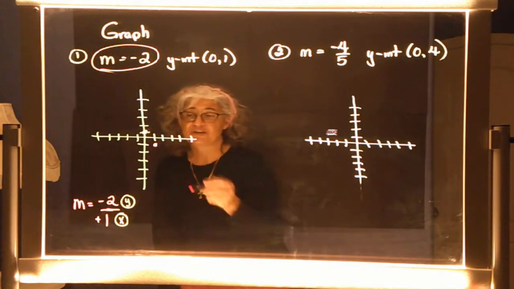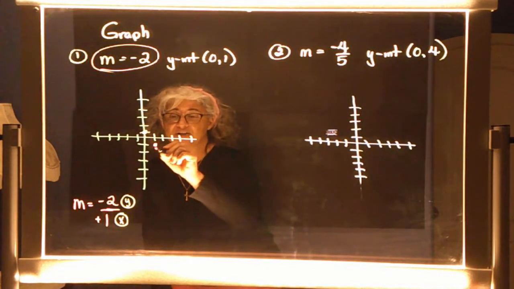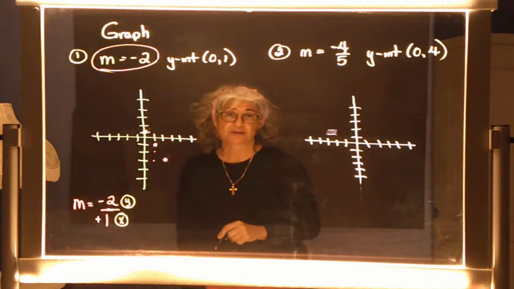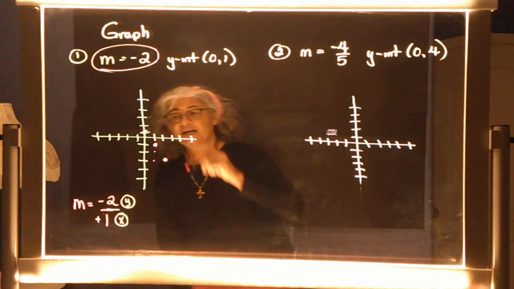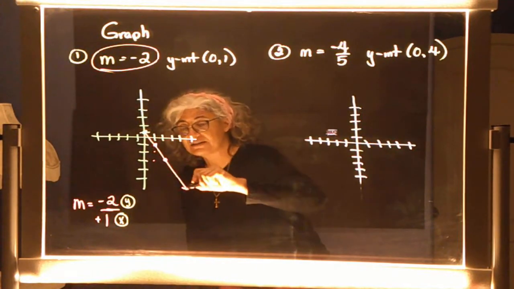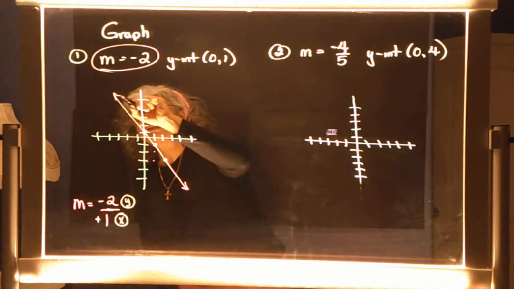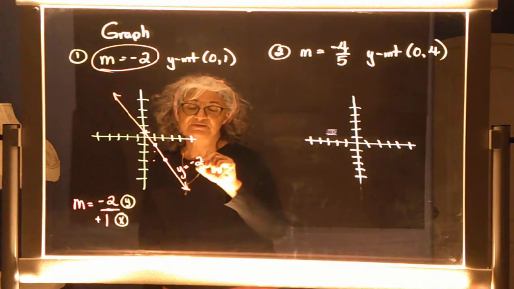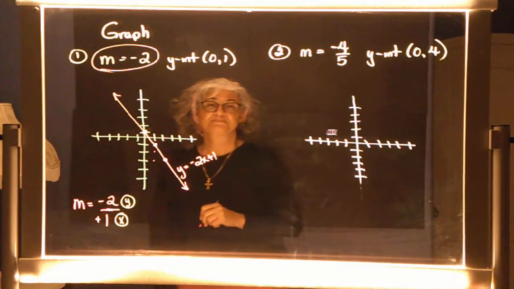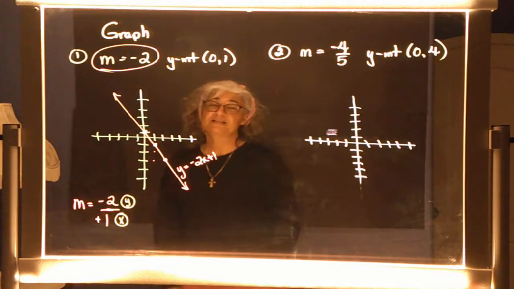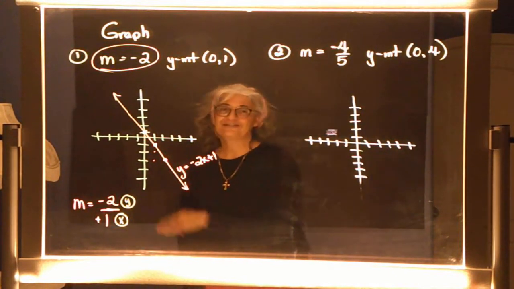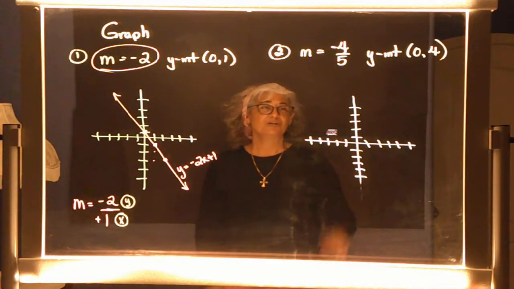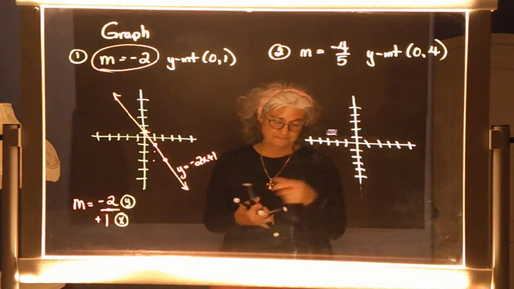I could do it again if I wanted to. From this point, I go down 2 spaces and right 1, and I can even find a third point. Cool? And then I can connect the dots, and I find the line that goes with this equation. By the way, my slope was negative, wasn't it? And I got a downhill line, don't I? Awesome. Cool? Okay, let's go look at the second one over here.